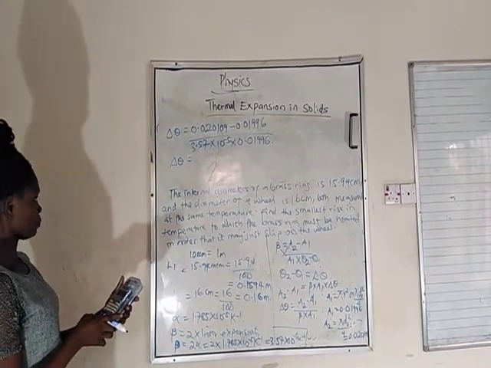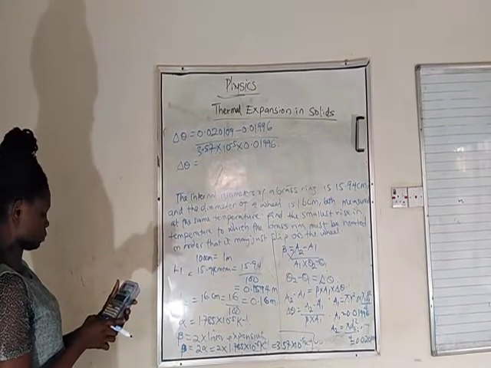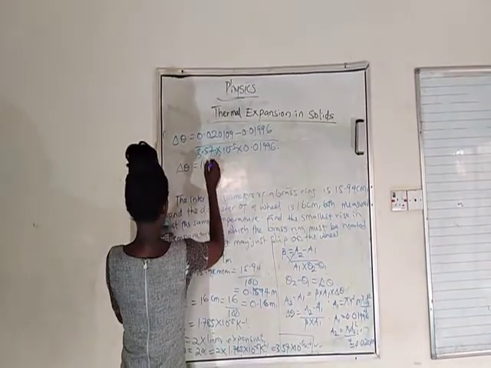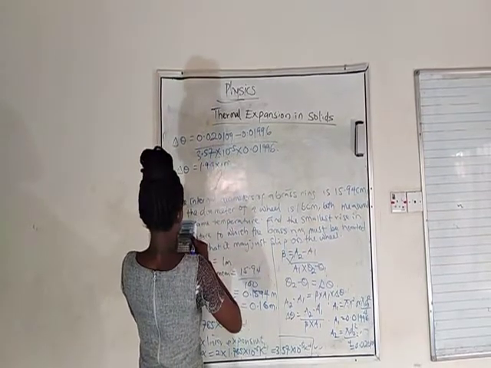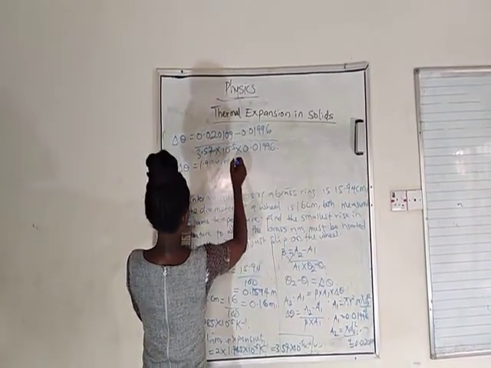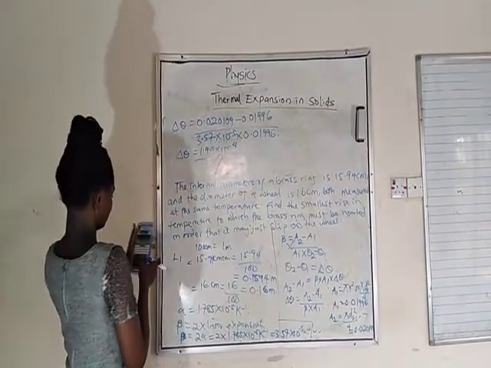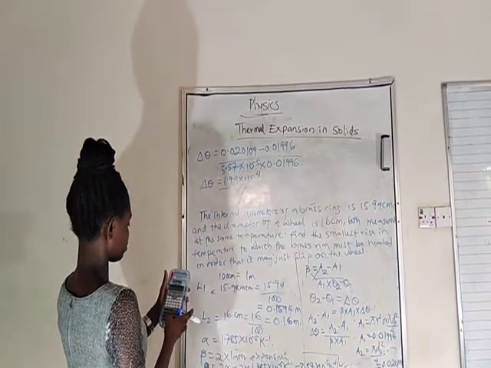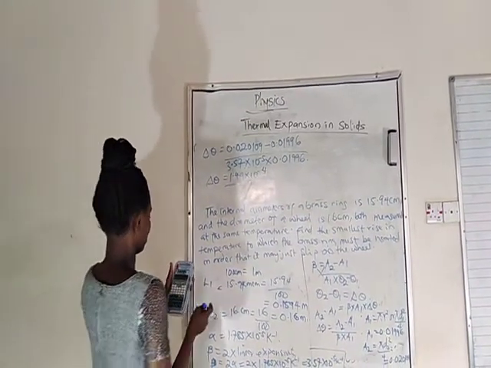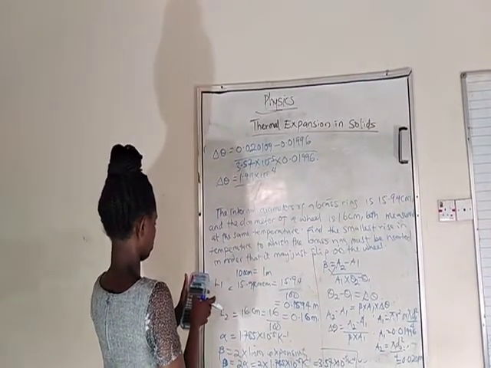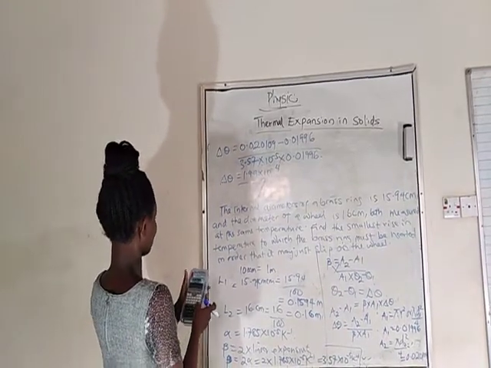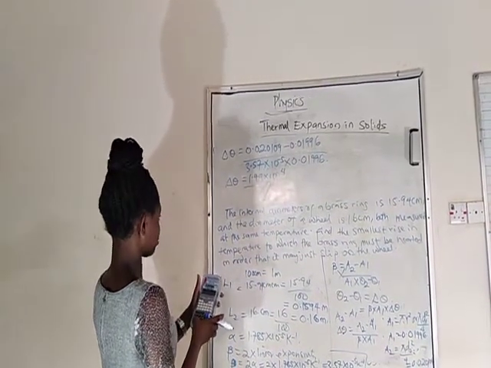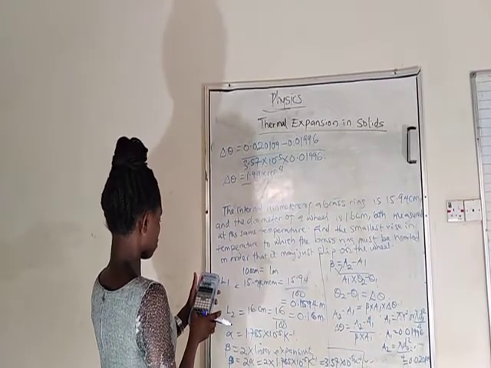Let's put that together. Minus 0.01996, and that's going to give us 1.49 times 10 raised to the power minus 4, all over 3.57 times 10 raised to the power minus 5 times 0.01996. Take that again.